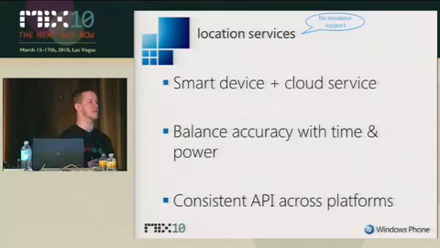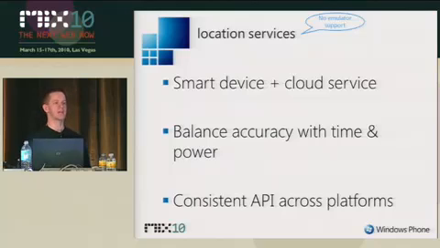So what we have with location services on Windows Phone is a combination of smart software on the device and a back-end service that lets us balance the accuracy of the data that you need from a location service with the time and power it takes to get it. Because sometimes, let's say you're building like a Yelp application, you only really need to know what city am I in or what zip code am I in. But other times, if you're writing like a follow me app, you really want to know down to the meter where you are. And so there are different requirements based on the kind of application you're writing.